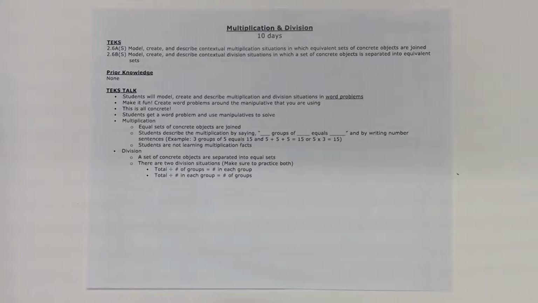In this video, we'll be discussing multiplication and division in second grade. The TEKS are 2.6a and 2.6b. In these TEKS, students will model, create, and describe contextual multiplication situations. For multiplication, they'll be putting equivalent groups of sets joined together, and then for division, they'll be using concrete objects separated into equivalent sets. Okay?